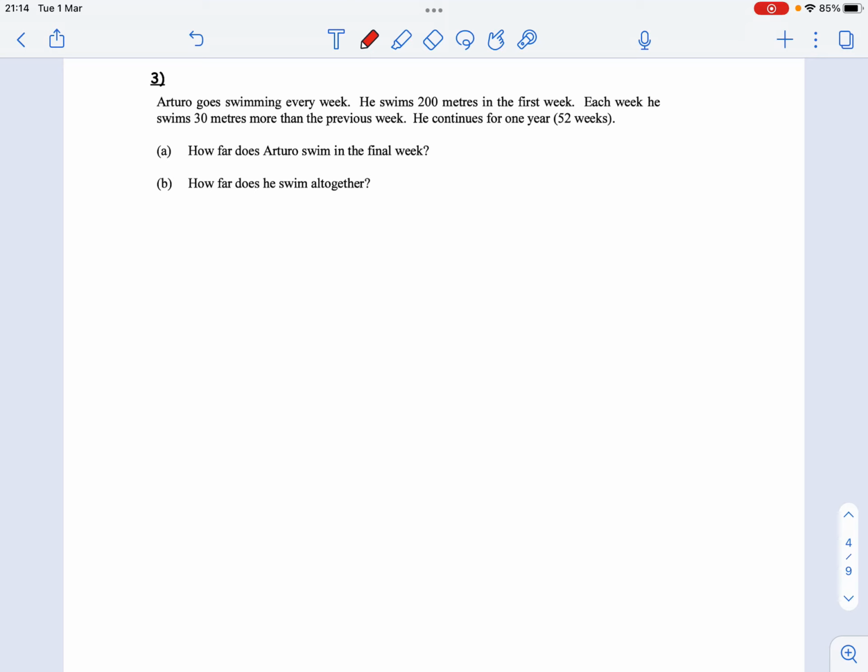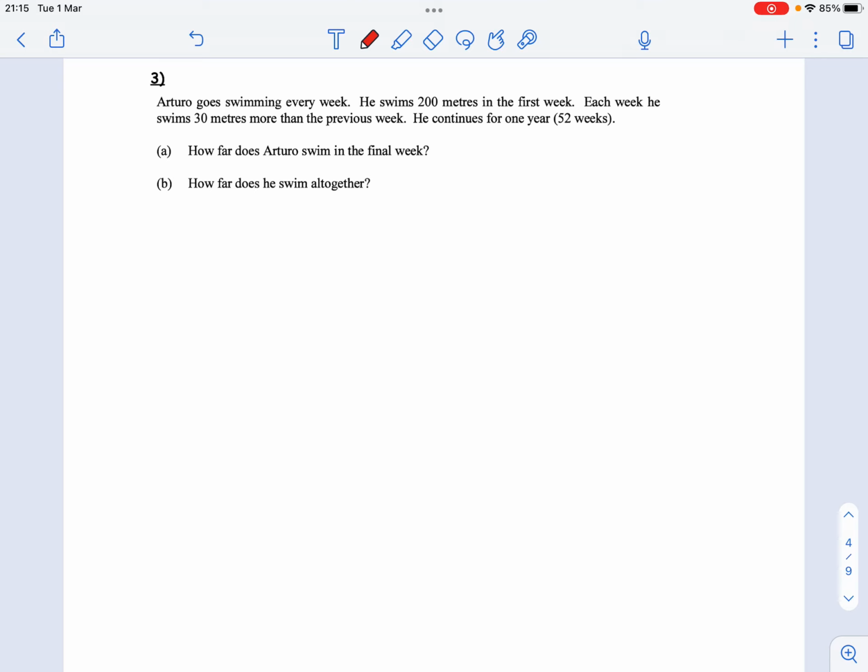This person swims 200 meters in the first week. Each week, he swims 30 meters more than the previous week. He continues for 1 year, that is 52 weeks. How far does he swim in the final week? That is in the last week, which is the 52nd week. And how far does he swim altogether?